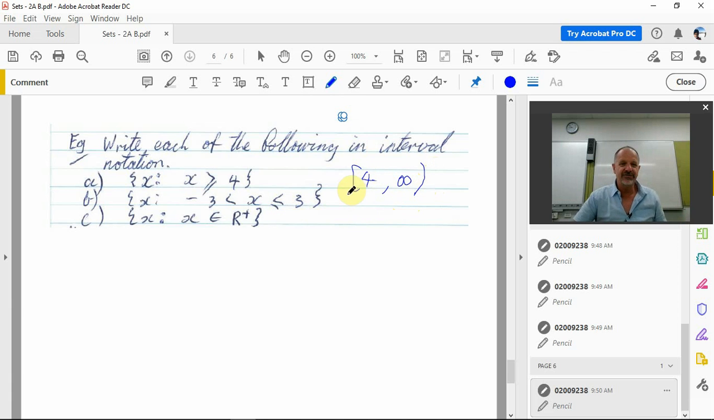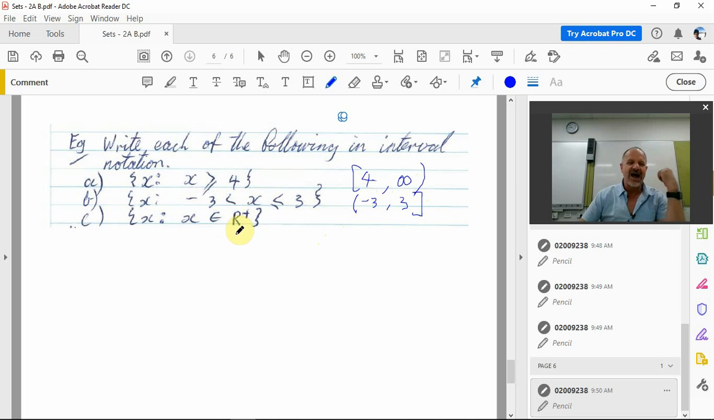Okay, the next one. Between -3 and 3. Here, -3 is less than x, so the lower number is -3, the higher number is 3. So -3, 3. Because it's less than, the -3 is not included, so curved bracket. Up here, at the other end, x is less than or equal to 3, that equals means square bracket.